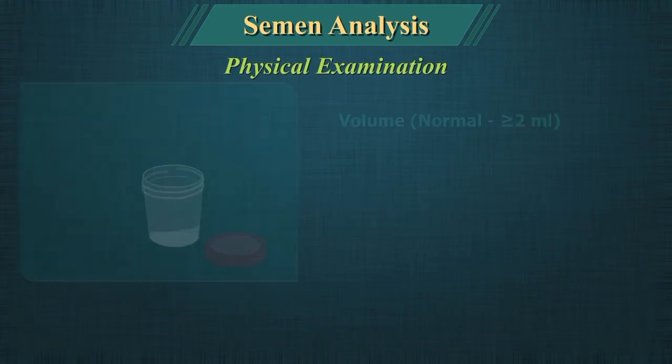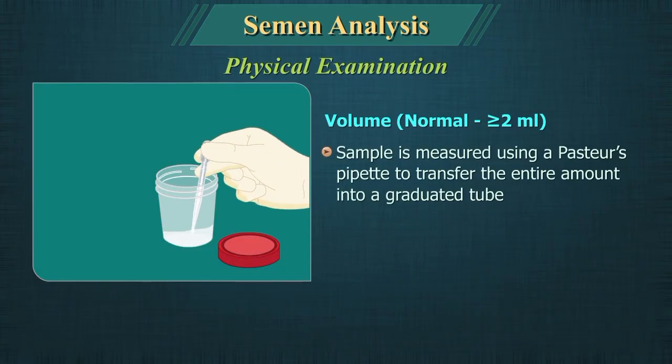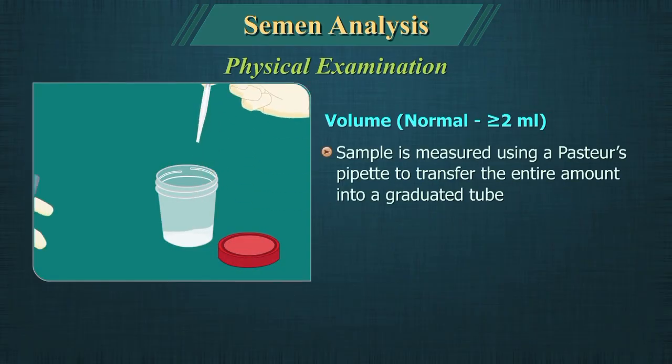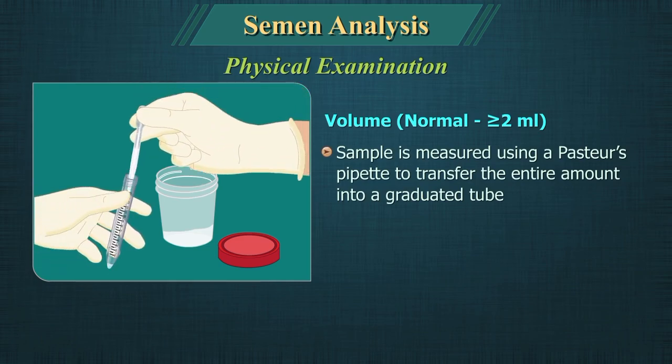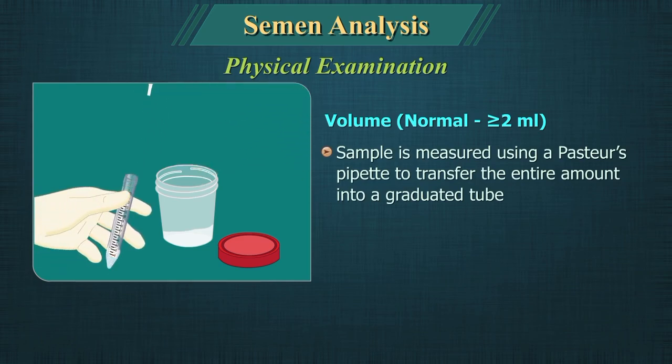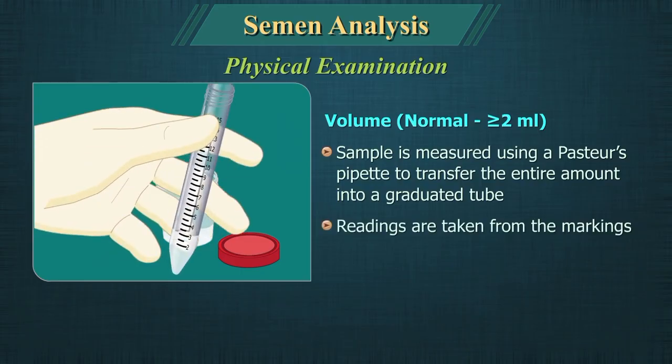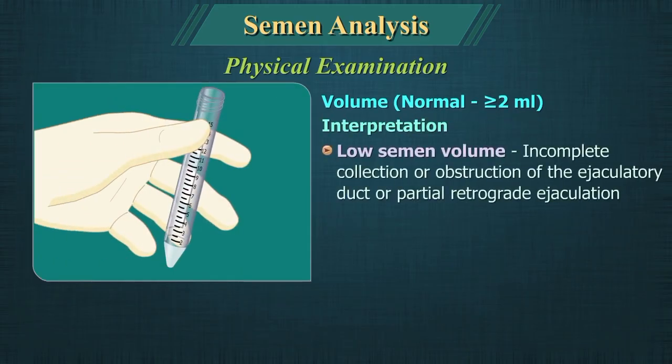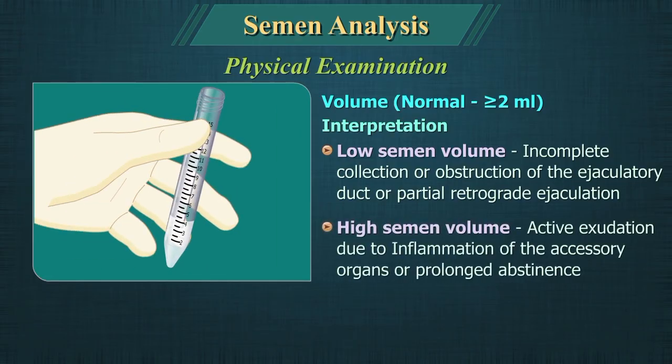Volume. Volume of the semen sample is measured using a Pasteur's pipette to transfer the entire amount into a graduated tube. The readings are taken from the markings. Low semen volume may be suggestive of incomplete collection or obstruction of ejaculatory duct, or partial retrograde ejaculation. High volumes may be associated with active exudation due to inflammation of the accessory organs or prolonged abstinence.